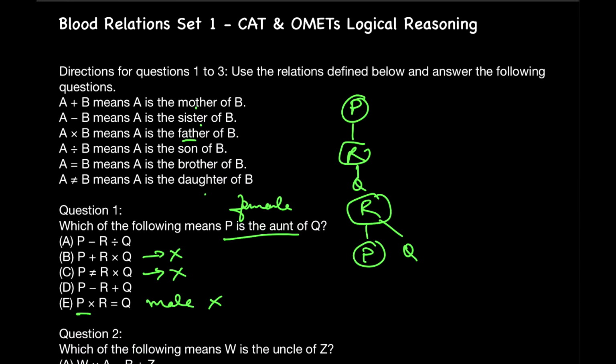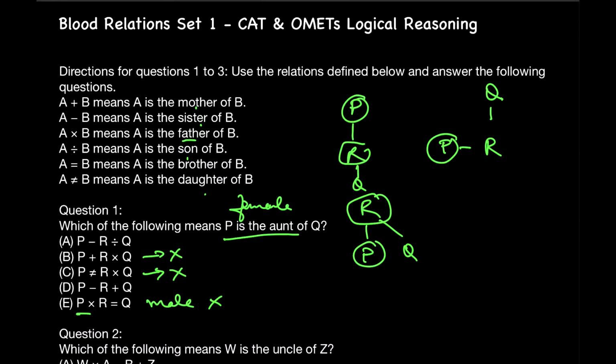Now we are left with only P being the sister. Now P being the sister to someone's son or someone's daughter would be my correct answer. That means if P is the sister of R, that's well and good. Okay, that's what I wanted. But if R divided by Q means R is the son of Q, P and Q will not be in the same generation. Q will go one generation above, because divided by means son of. So Q will go one generation above, and then P will not remain the aunt.